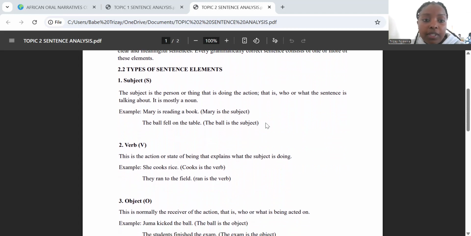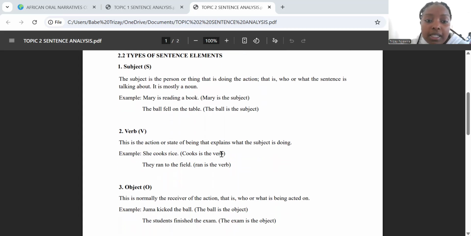Number one, we have the subject. We discussed this in our first topic, so I'm sure this will be much easier to understand since we have already covered it. But now we are getting deeper into understanding these elements. The subject is the person or thing that is doing the action. That is, who or what the sentence is talking about. It is mostly a noun. For example, Mary is reading a book. Mary is the subject. Or the ball fell on the table. The ball is the subject. Or Mary cooks food. Mary will be the subject.